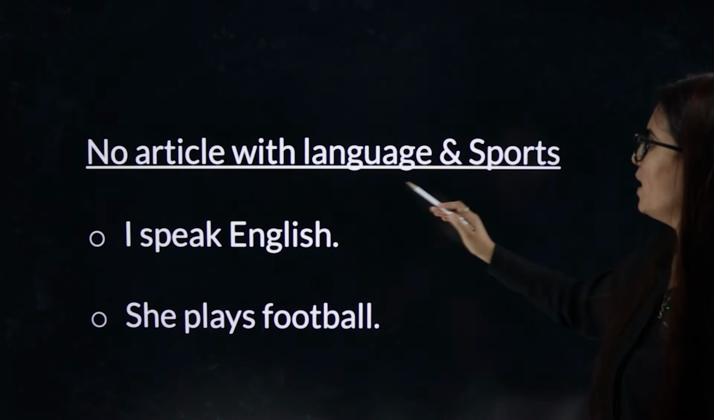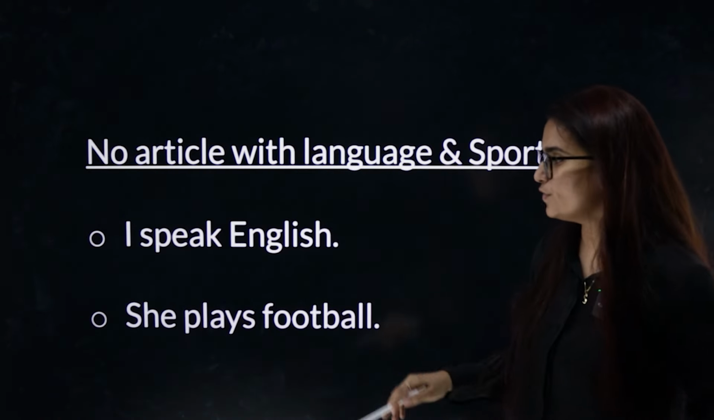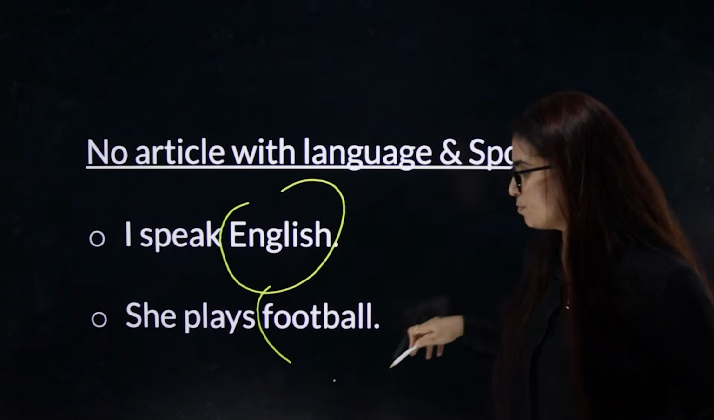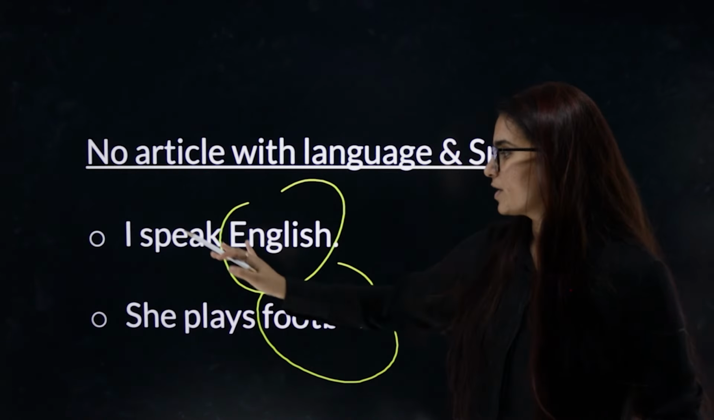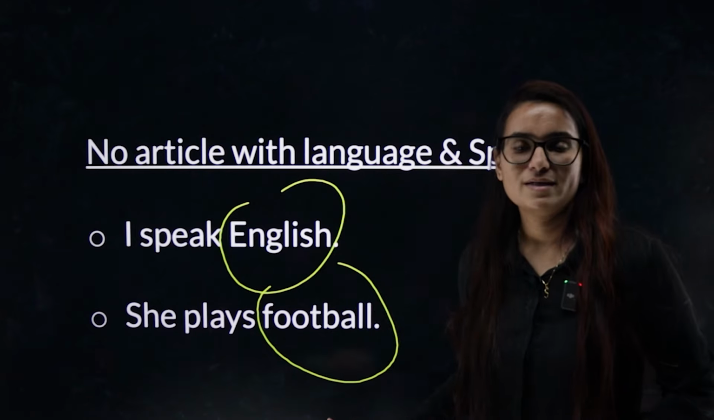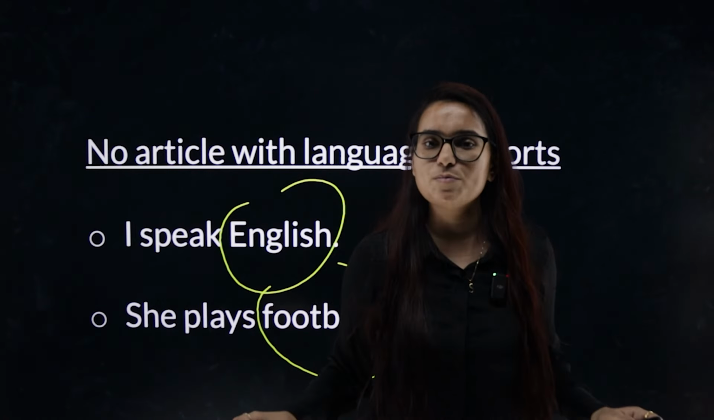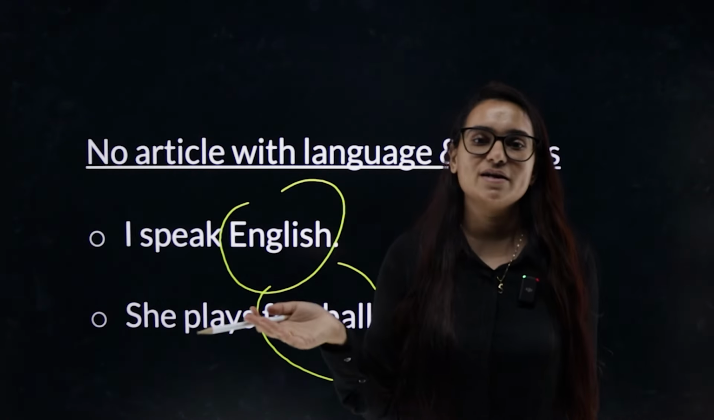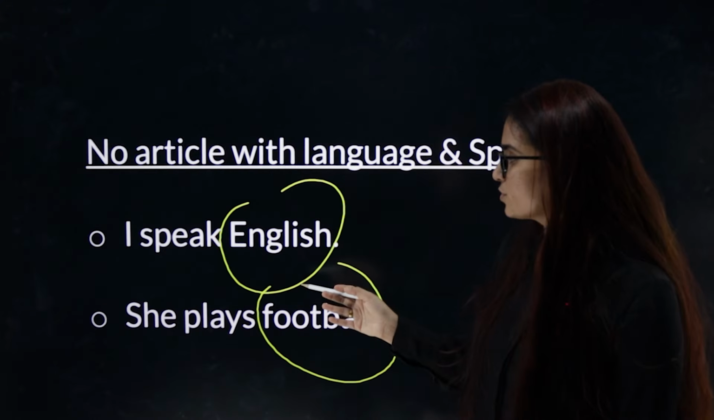Next we have no article with languages and sports. If you're talking about languages or sports, you will not put any article. I speak English. She plays football. These are languages and sports. Never put an article. Don't say "I speak the English" or "I speak a English." That is wrong.